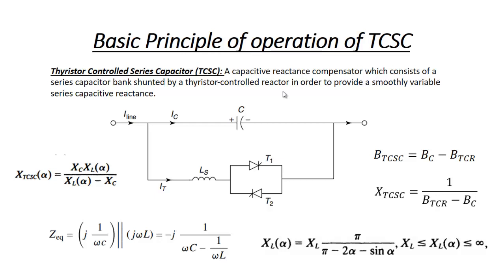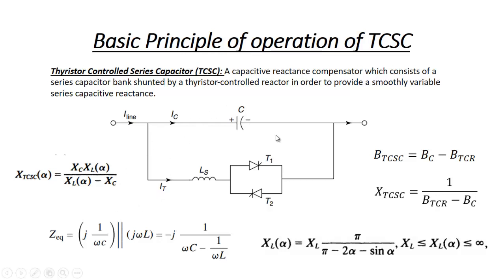As we know, TCSC is a capacitive reactance compensator which consists of a series capacitor bank. We have shown here a capacitor shunted by a thyristor controlled reactor, that is TCR, in order to provide a smoothly variable series capacitor reactance. When we change the reactance of this, the overall capacitor reactance of this combination will change, so that we can have a controllable and smoothly variable series capacitor reactance.